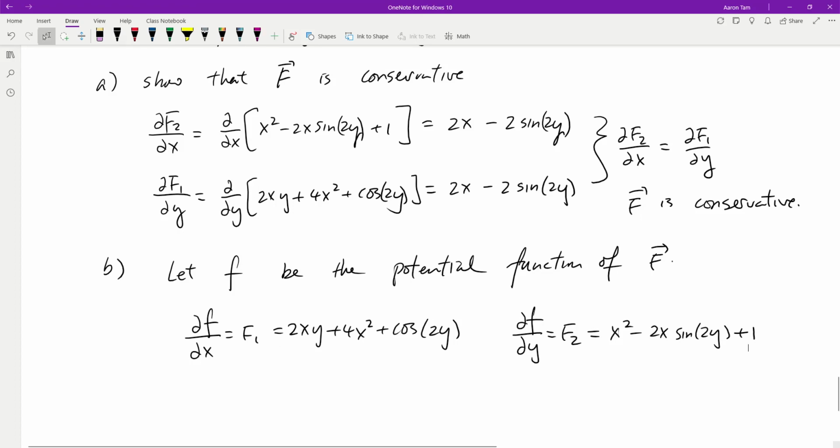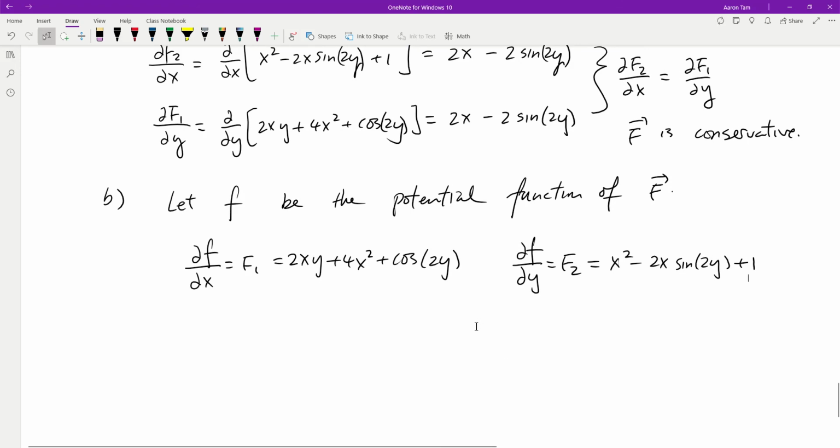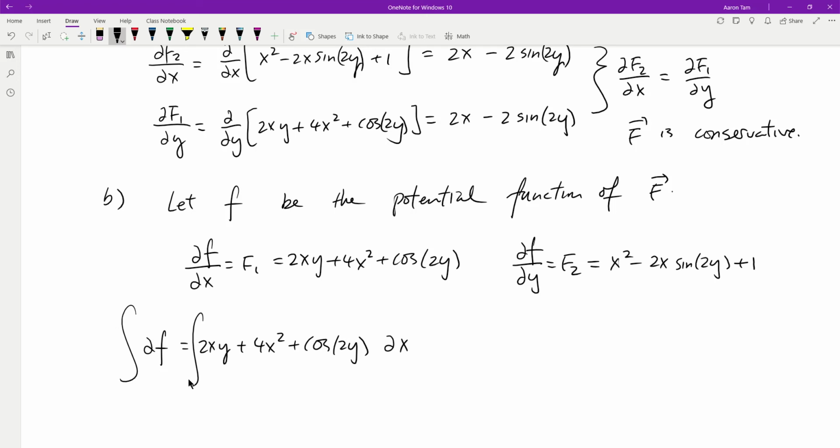So once again, it doesn't matter which one you start with. You're going to have to use both anyway. So I'm going to just start with df over dx once again, because that's how I like to do it. So df over dx is equal to 2xy plus 4x squared plus cosine 2y. That means df would equal this dx. And I'm going to integrate both sides to see what happens.